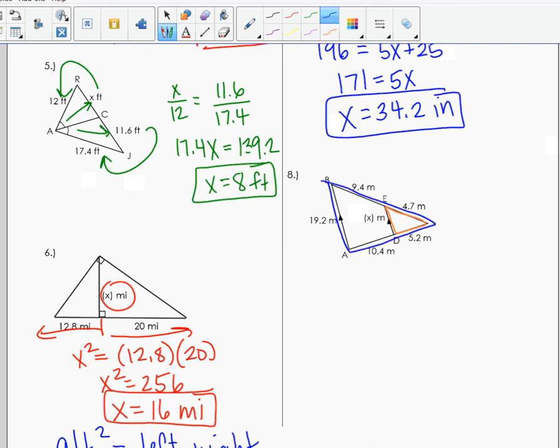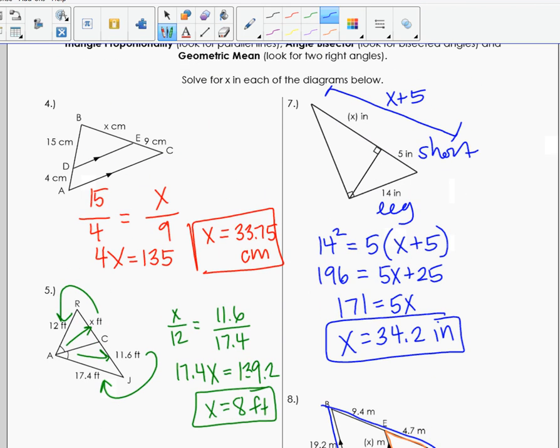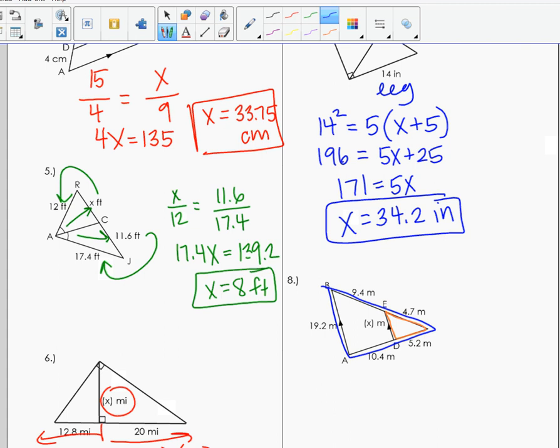So we can't say 4.7. A lot of people want to say 4.7 over x equals 9.4 over 19.2. But then you're not proportional, because then you're saying that the top side of the orange triangle is equal to just part of the top side of the blue. So when you're solving for that bottom part of the triangle, whereas in number 4, we weren't dealing with the bottoms, it was just the sides, which is why we didn't need to worry about this.